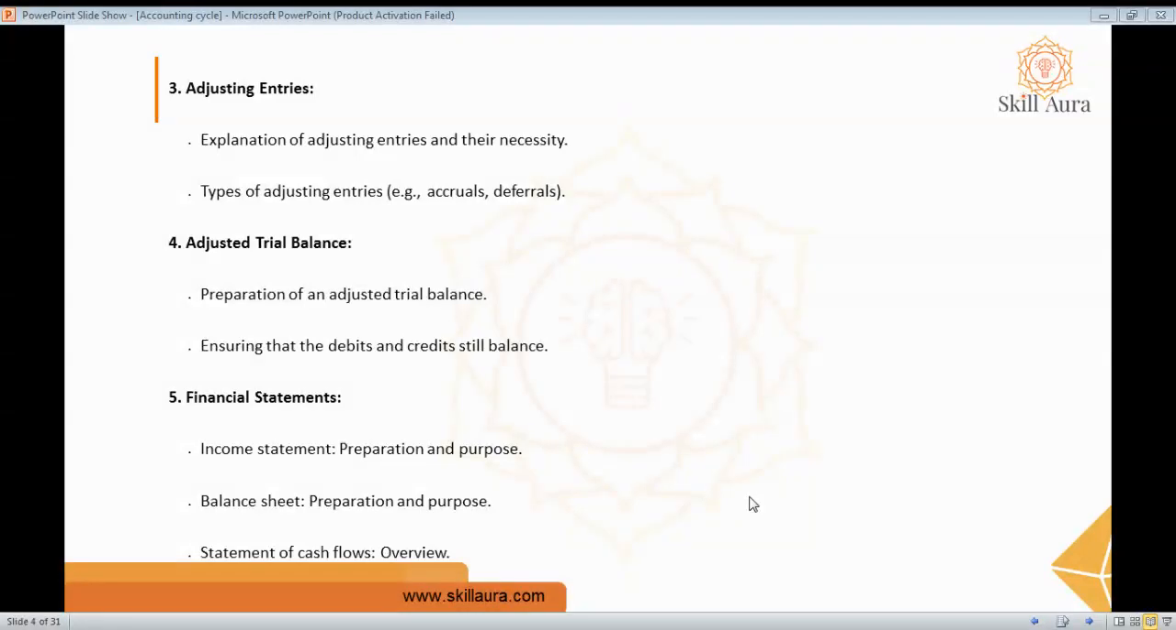Next, we'll understand the adjusting entries. I will explain all the adjusting entries and their necessity, and also we'll understand the types of adjusting entries. The next one is the adjusted trial balance. We'll understand how to prepare this adjusted trial balance, and also ensure that debits and credits are still balanced. And next, the financial statements, that is the income statement, balance sheet, and the statement of cash flow. We'll understand how to prepare these and what the purpose of these is. We'll go through an overview of this.